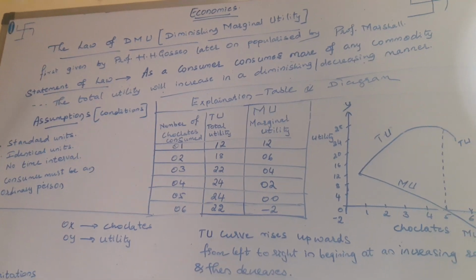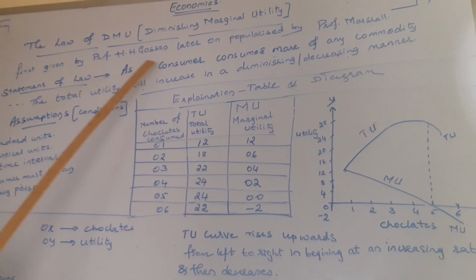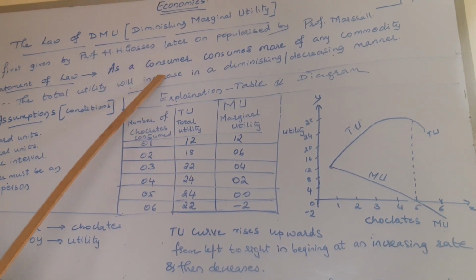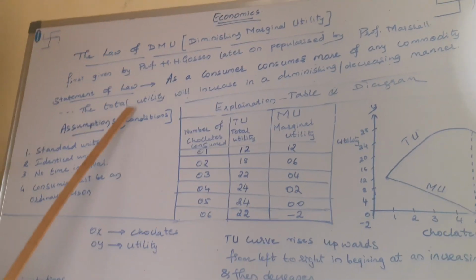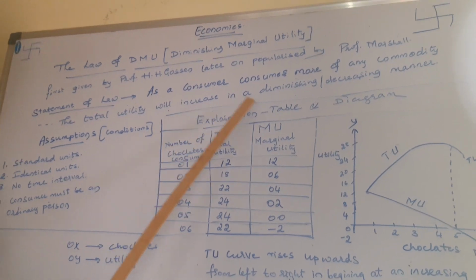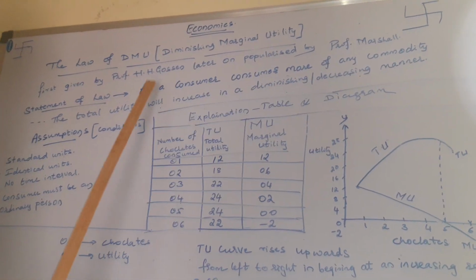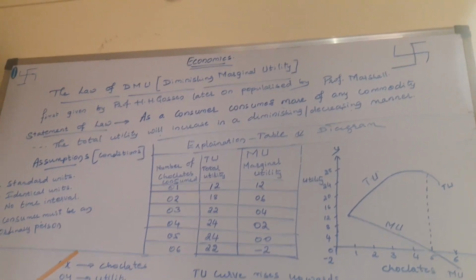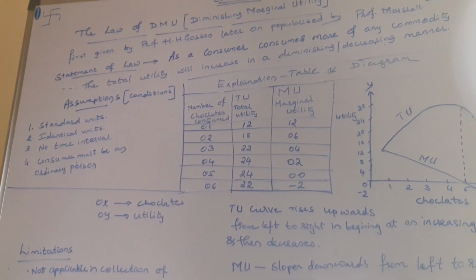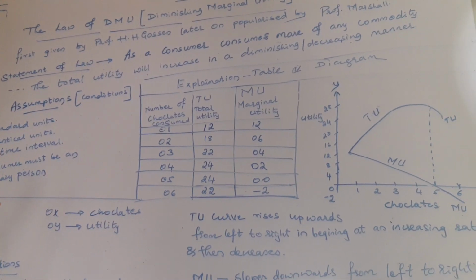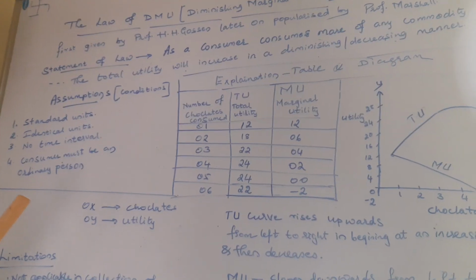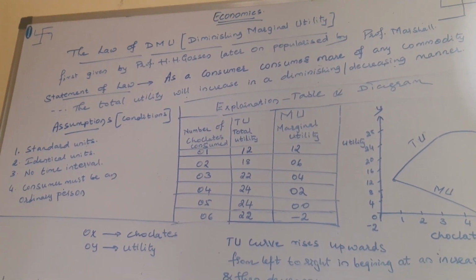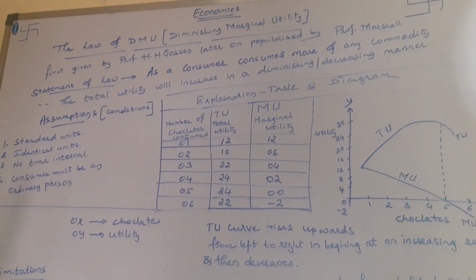So what does the law state? The law states that as a consumer consumes more of any commodity, the total utility will increase in a diminishing or decreasing manner. It means whenever we go on using a particular commodity one after the other without any break in between the consumption, the total utility will increase but at a diminishing rate.